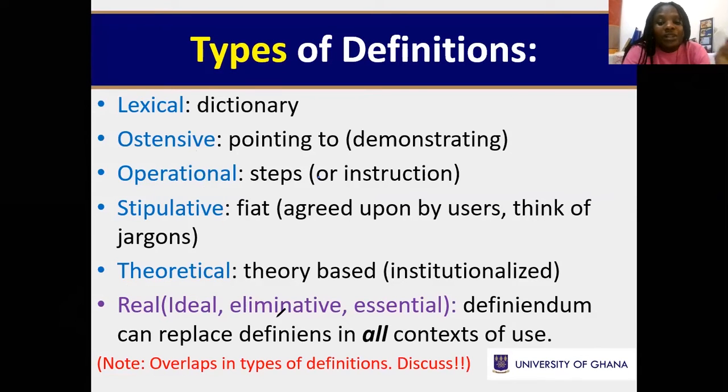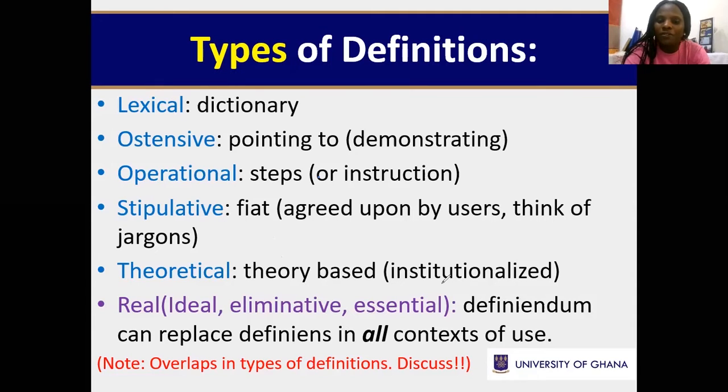Real definitions, look at, in simple terms, is what? That definition whose definiendum can replace the definiens in all contexts of use. Wherever you use it, it will mean that. You will see that a bachelor is an unmarried man cannot belong to this category, because it isn't everywhere that you use the word bachelor that it will mean an unmarried man. Okay, so a bachelor is an unmarried adult male. Maybe a lexical definition, but definitely not a real one.